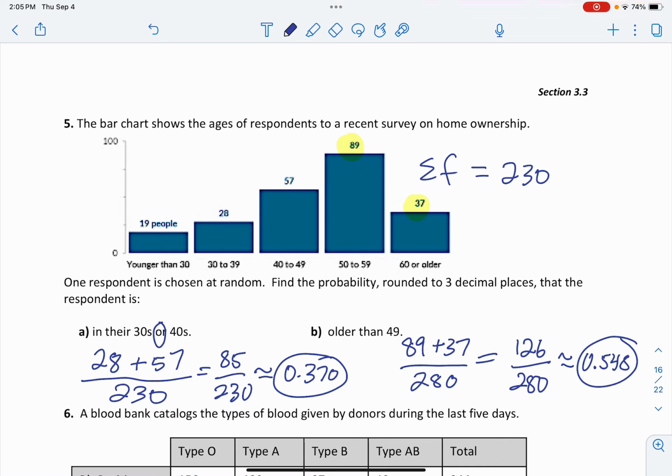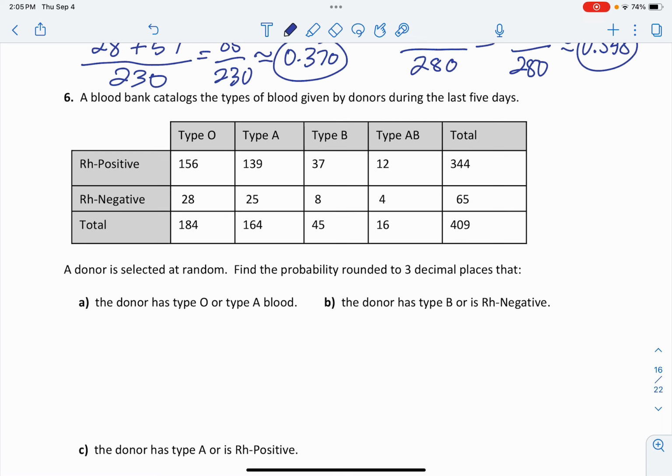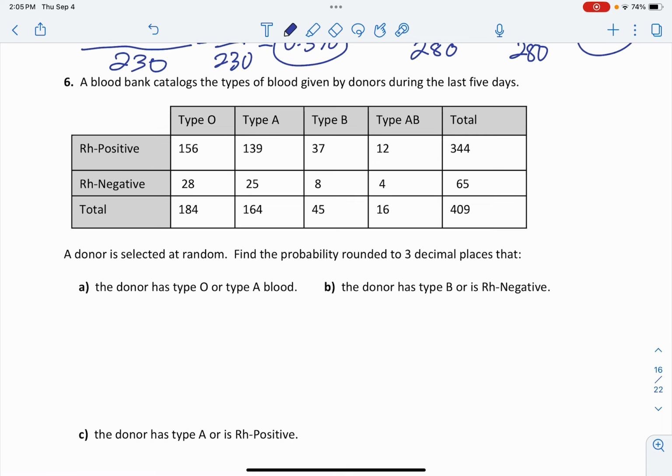Okay, let's try one more example. We got one with, again, one of these two-way tables. We got blood type, positive, negative. Randomly selected donor, probability that the type is O or type A. So type O or type A, mutually exclusive. There's nobody that's both O and A. There's no overlap in the columns O and A. Here they are. Either you're in the O column or the A column, you're not in both.